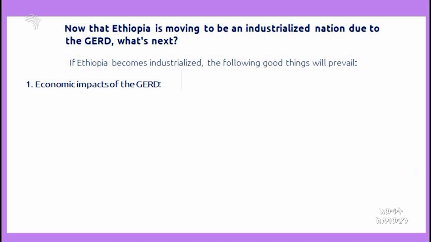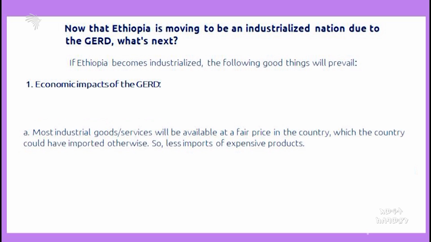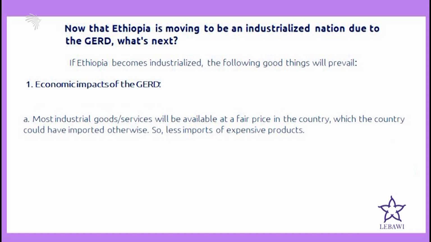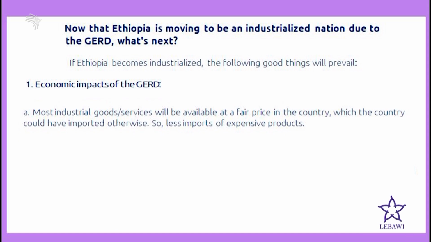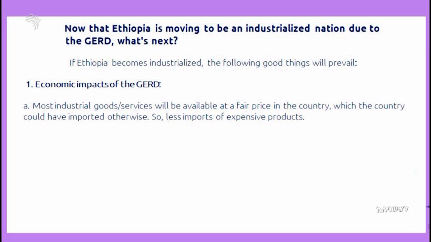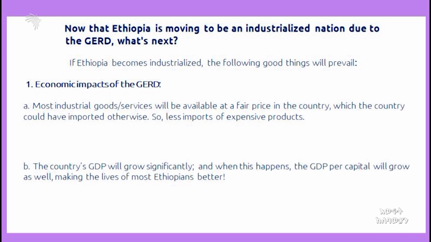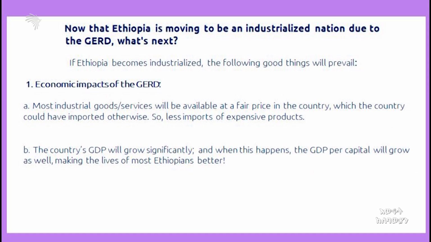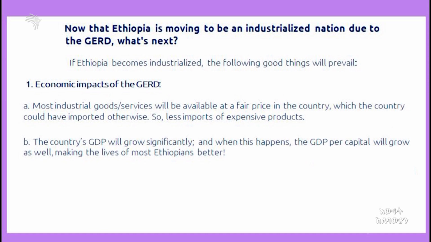Ethiopia is industrialized. So what's next? If Ethiopia becomes industrialized, the following good things will come. Number one, economic impact of the GERD. A, most industrial goods and services will be available at a fair price in the country, which the country could have imported otherwise. So less import of expensive products. B, the country's GDP will grow significantly, and when this happens, the GDP per capita will grow as well, making the lives of most Ethiopians better.